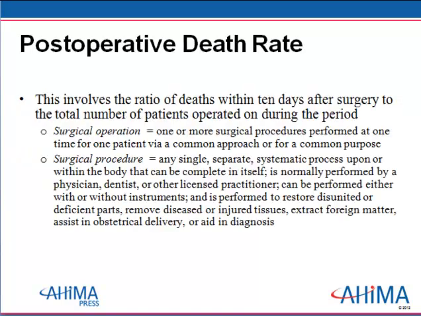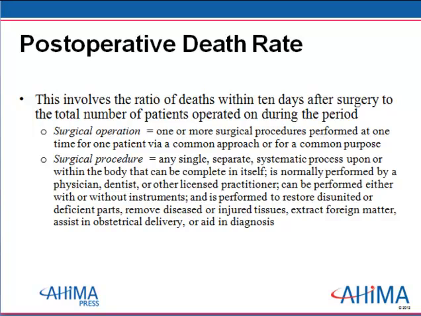Standard instructions for computing the post-op death rate involve the ratio of deaths within 10 days after surgery to the total number of patients operated on during that specific period. A surgical operation is defined as one or more surgical procedures performed at one time for one patient via a common approach or for a common purpose.